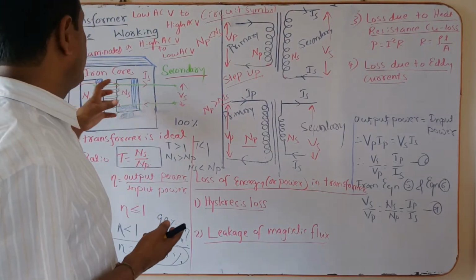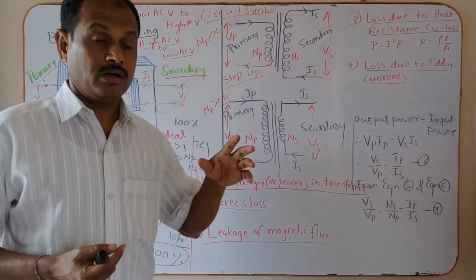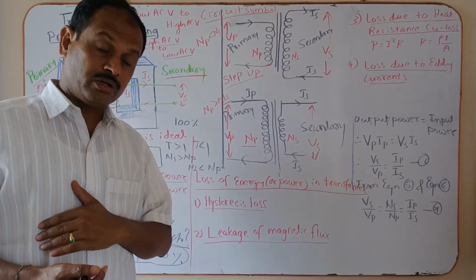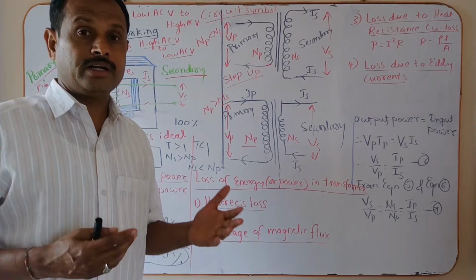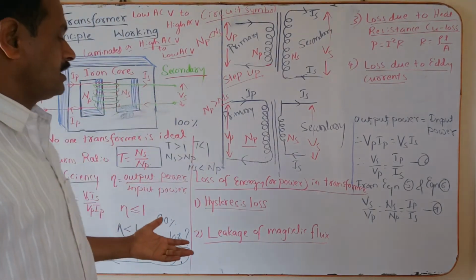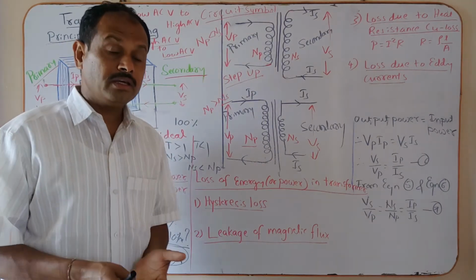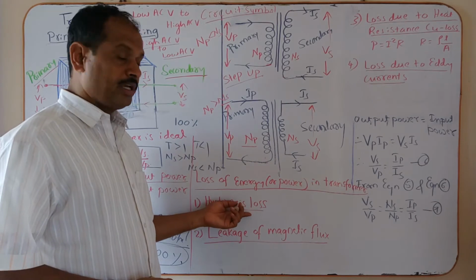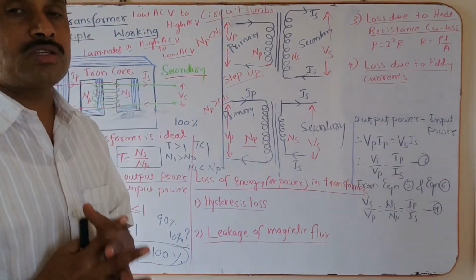During the transfer of voltage from low input to high output, or high input to low output, the core of the transformer is magnetized and demagnetized. At that time there is a loss. That loss is said to be hysteresis loss. How do you minimize this? By using low hysteresis loss materials.